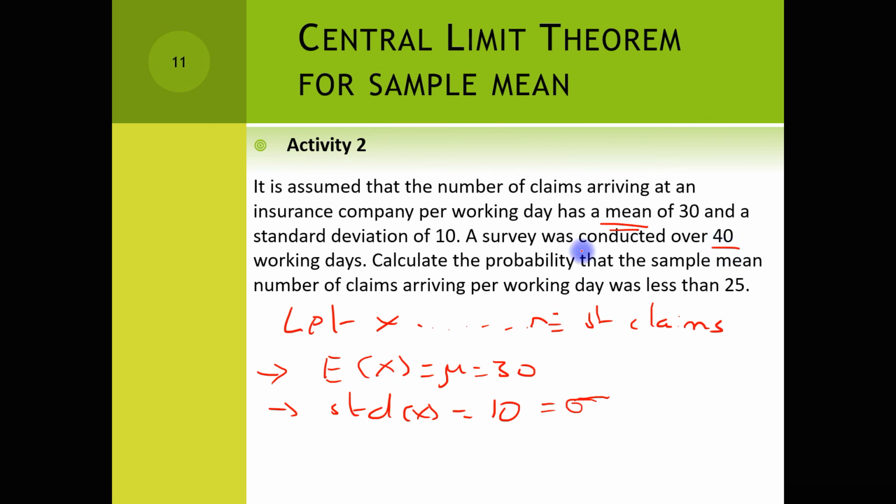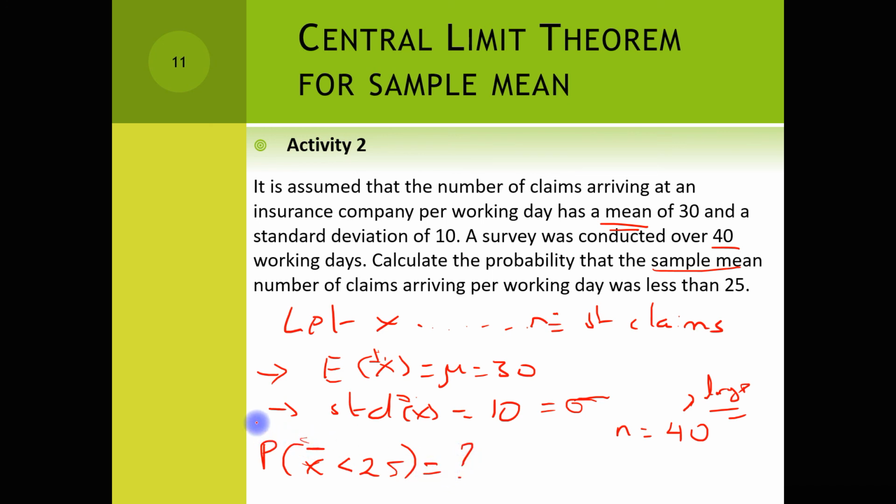A survey was conducted over 40 working days. So we understand that the sample size is 40, which is large according to this course's definition, because it's larger than 30. Calculate the probability that the sample mean, that is x bar, of the number of claims arriving per working day was less than 25. That is what is being asked: the probability of x bar less than 25. We are talking about x here, but now I'm talking about the sample mean. This is what I need to do.